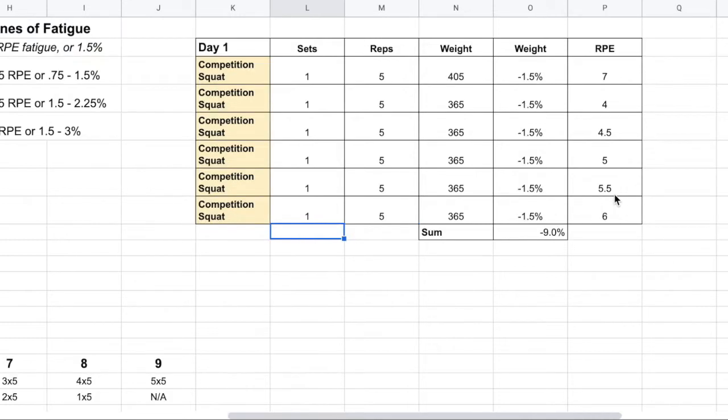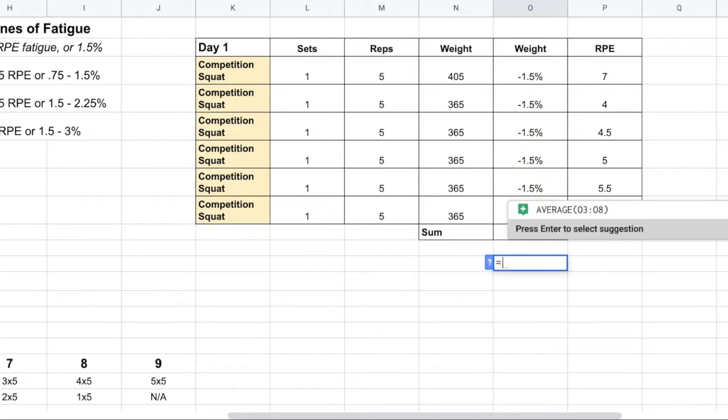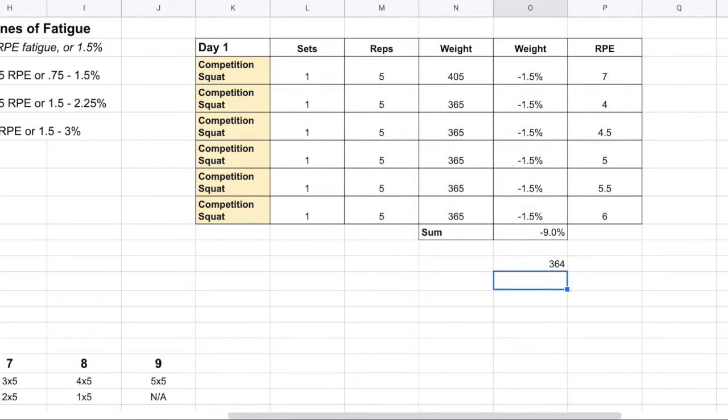Because if we have dropped from a 7 RPE and we've dropped 1.5% each set, they have fatigued 9% throughout the workout. And this isn't going along with the weights there, but let's say they had a 400-pound max and they fatigued 9%, they have dropped their max by 36 pounds. That is the fatigue they've had.